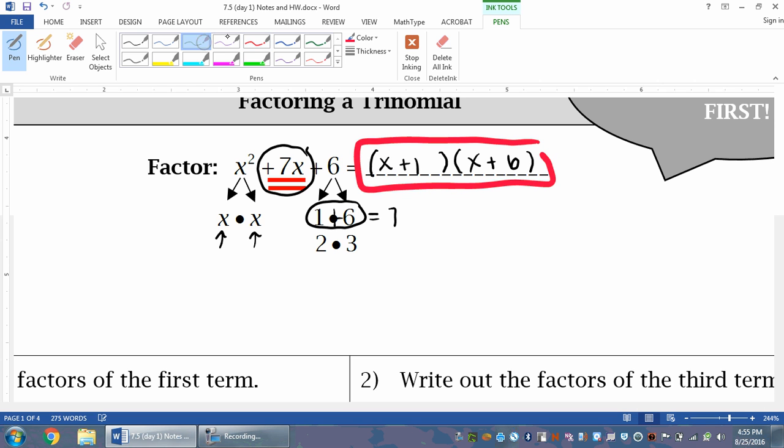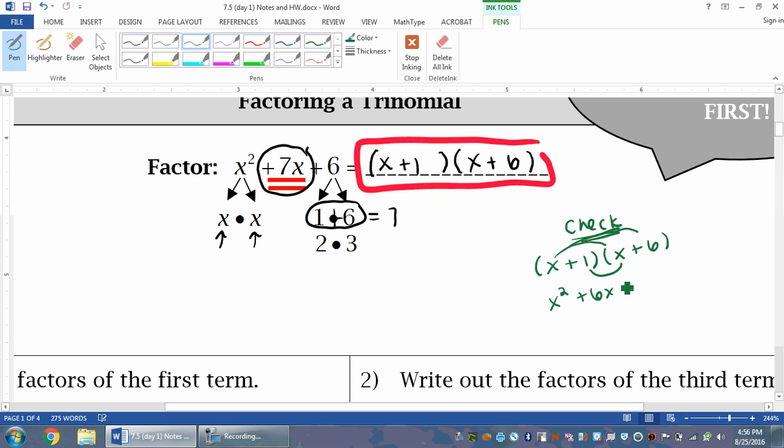Again, we could check to see if we got this right. We check by redistributing. So I'm going to distribute x plus 1 times x plus 6, and I'll see if I get the original problem. So I have x times x, x squared. X times 6, positive 6x. 1 times x, positive x. 1 times 6 is positive 6. Combine my middle terms: x squared plus 7x plus 6, which is exactly what I started with. So again, you write out the factors of the first.